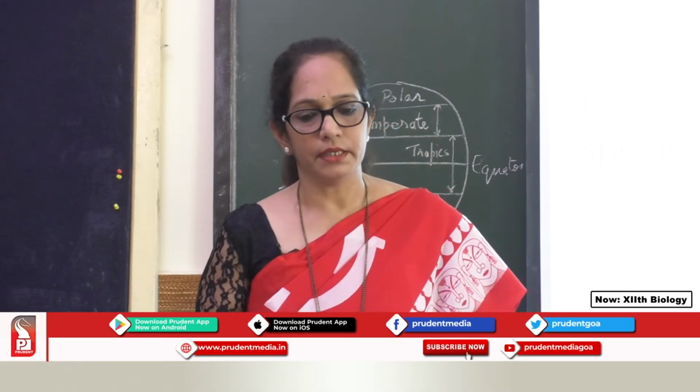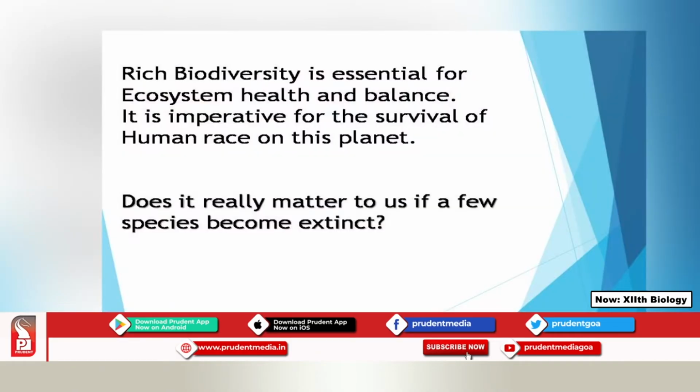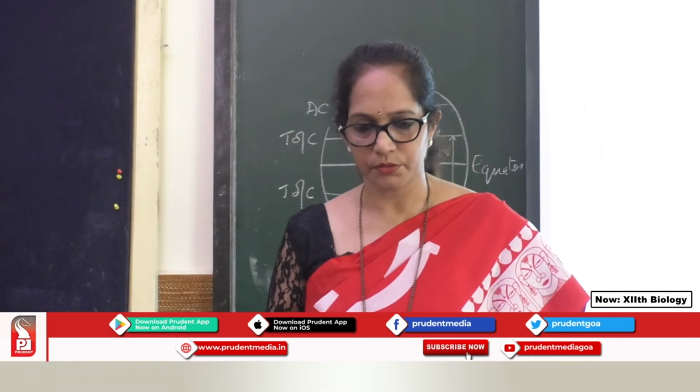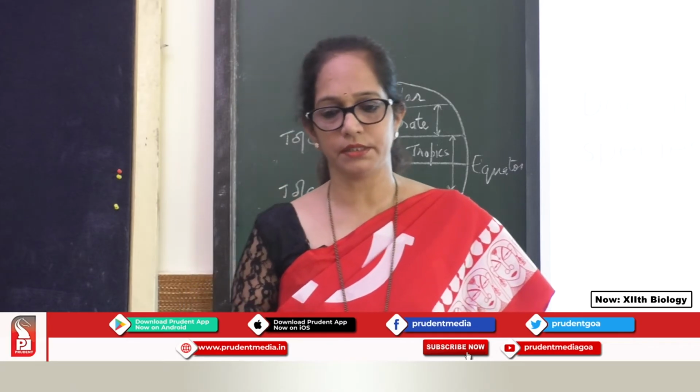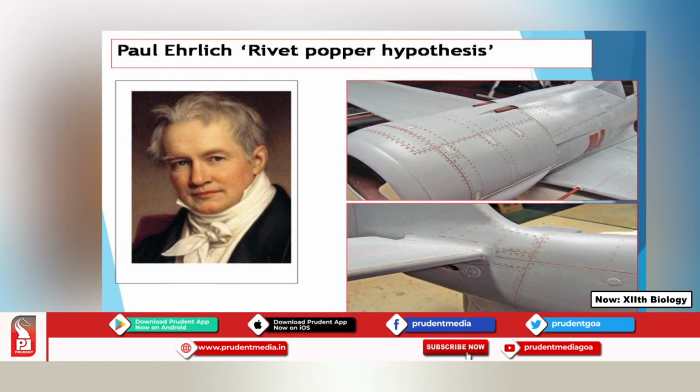Then does it really matter to us if a few of these species disappear, what we saw, so many insects, so many birds? Why do we require them? Are they really important for us? They are important for our ecosystem health and balance. And ultimately what is important for us is that they are important for us to survive on this earth. They are important for the survival of our human race.